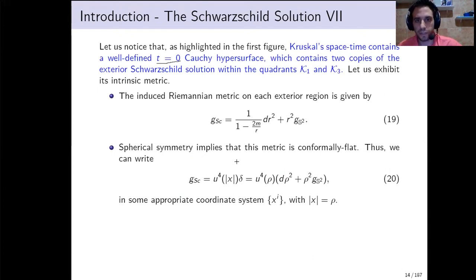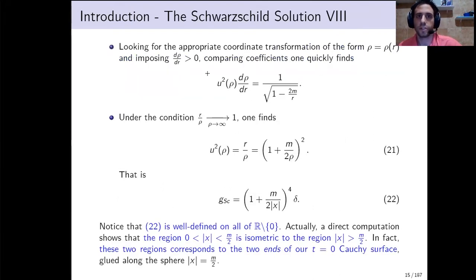And spherical symmetry implies that this metric must be conformally flat. Thus, we can actually write it in this form, and using spherical coordinates associated to some coordinate system xi, we can put it in this form here. And now the idea is to look for the appropriate coordinate change going from r to rho, and therefore imposing this monotonicity condition, one can compare coefficients and straightforwardly see that one has to solve this ordinary differential equation. And then imposing this asymptotic condition, one can readily solve this equation and see that the solution is given by this expression here.